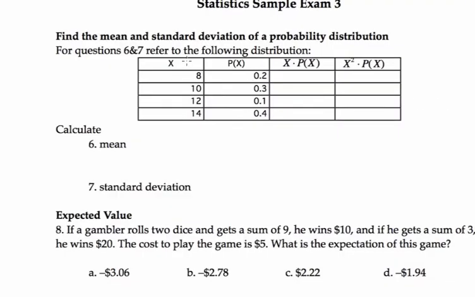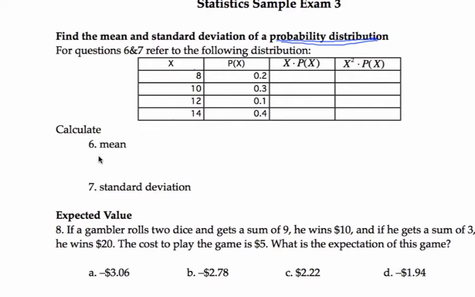First off, what is this table called? This is called a probability distribution. It shows all of the data values you can get, and then the probability of each data value happening. These probabilities will always add to 1 or 100%.